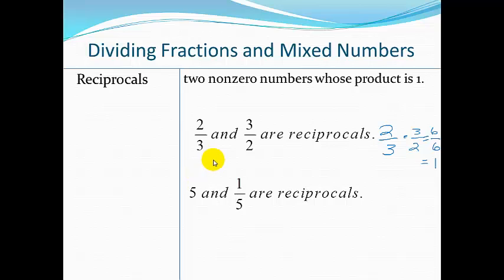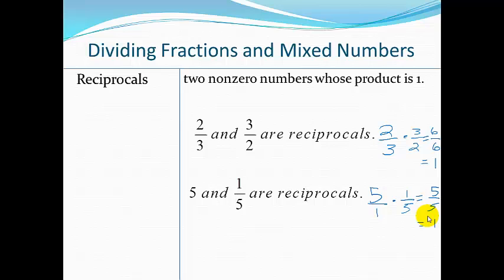Here's another example. 5 and 1/5 are reciprocals because if I multiply them, so 5, and remember we want it to look like a fraction, so we just put it over 1, times 1/5. When you multiply fractions, you multiply straight across, so 5 times 1 is 5. 1 times 5 is 5. 5 divided by 5 is 1. So again, those are reciprocals. So you're going to need to remember that for dividing.